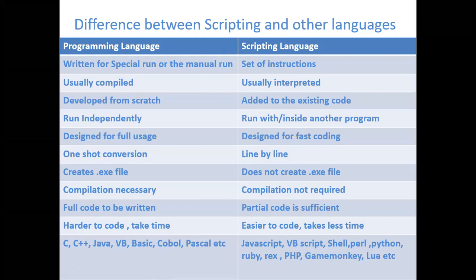Especially for this one: set of instructions, compiled, interpreted, full program. You have to write whatever code is required in scripting languages. Then you have got a complete program from A to Z that you are supposed to write here. Only some required part is used. This is compiled, this is interpreted. Then you have got complete conversion from A to Z. Here, line by line it is converted in a scripting language. Compilation is necessary for programming languages, whereas compilation is not necessary, interpretation is necessary for the scripting language. Full code is to be written, harder to code, and then some of the examples.